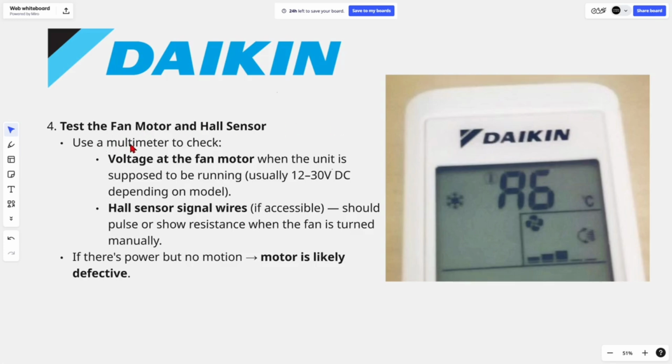Step 4, test the fan motor and hall sensor. We need to get a multimeter to check this. Check the voltage at the fan motor when the unit is supposed to be running, usually 12 to 30 volt DC depending on models. Hall sensor signal wires, if accessible, should pulse or show resistance when the fan is turned manually. If there's power but no motion, the motor is likely defective.